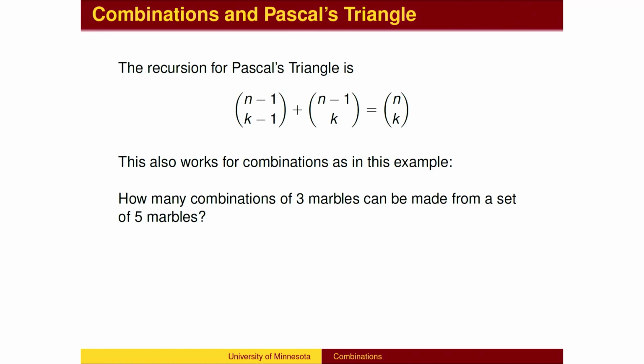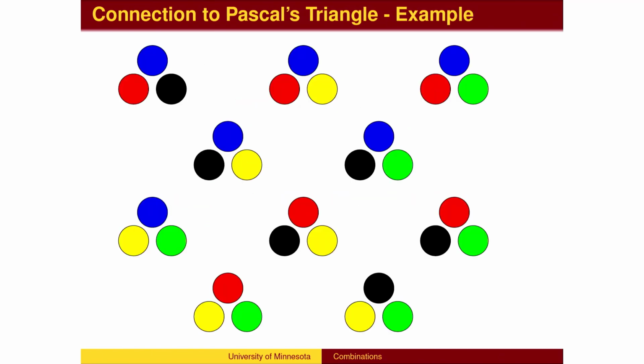To see that the recursion for Pascal's triangle also makes sense for combinations, we will divide our combinations into 2 categories. The recursion we are looking for is that to find an entry in row n of Pascal's triangle, we look at the previous row, n minus 1, and add the entries that are to the left and to the right in the previous row. Let's use a similar idea to find the number of combinations of 3 marbles drawn from a set of 5 if we know how to find the combinations in a set of 4.